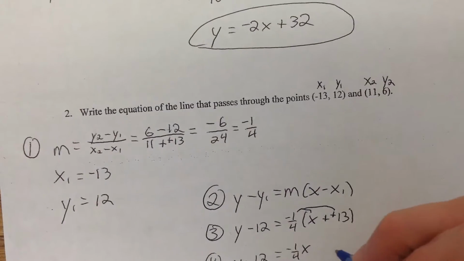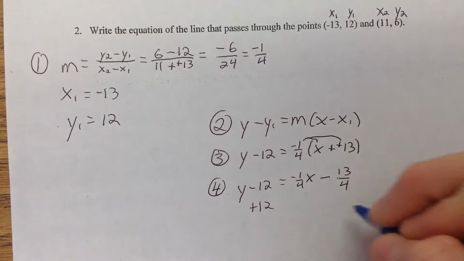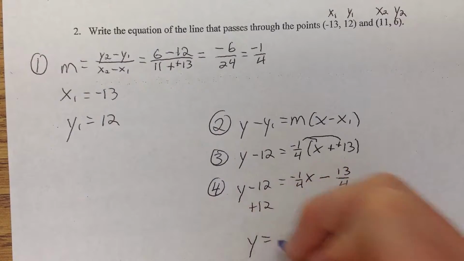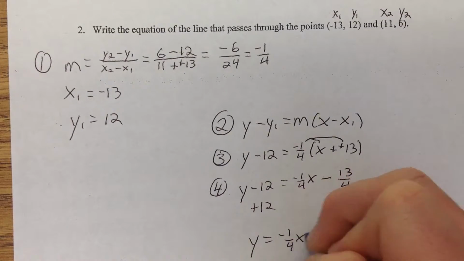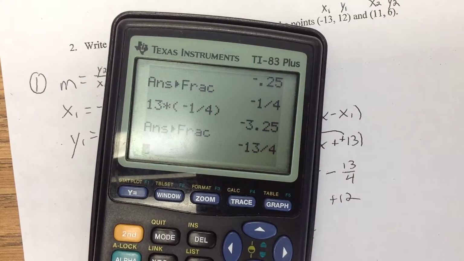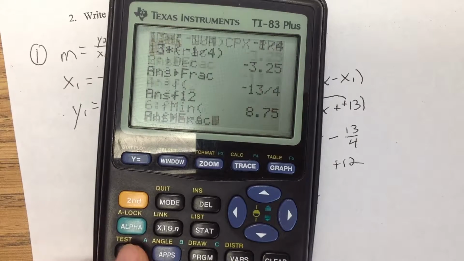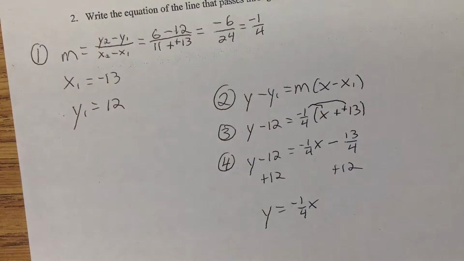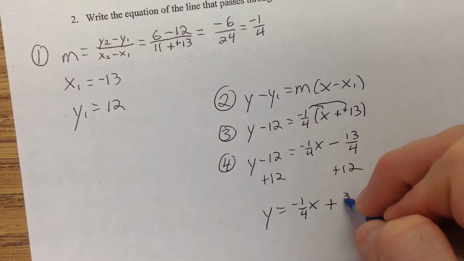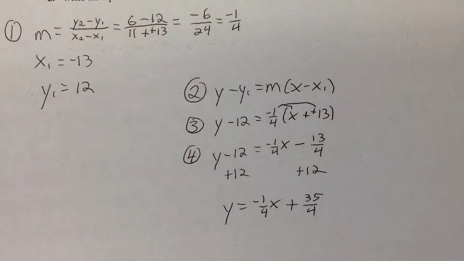So we've got a minus 13/4 here. Then we're going to need to get rid of that 12, so we're going to add 12 to both sides. We're going to get y equals negative 1/4 x. And let's just go back to our calculator here. Negative 13/4 plus 12 is 8.75, which if we math frac is 35/4. So plus 35/4. Now, this is an answer that might make you uncomfortable, like, whoa, 35/4, is that possibly right?